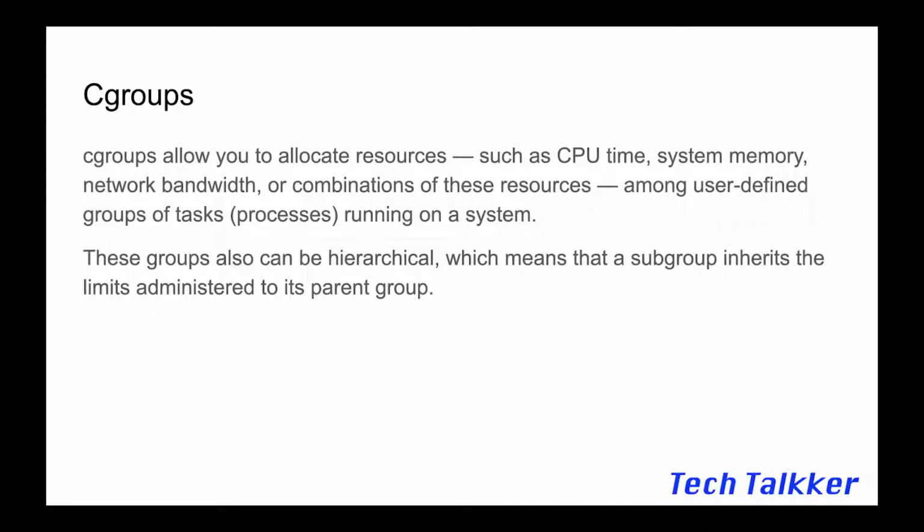These groups can also be hierarchical, which means that a subgroup inherits the limits administered to its parent group. This means that, let's say there is a container, and though the recommended way is to run only one process per container, let's say for argument's sake that there is a container that is running multiple processes, so there is one parent process and then there are multiple child processes, right? So these Cgroup limits also apply to the child processes.